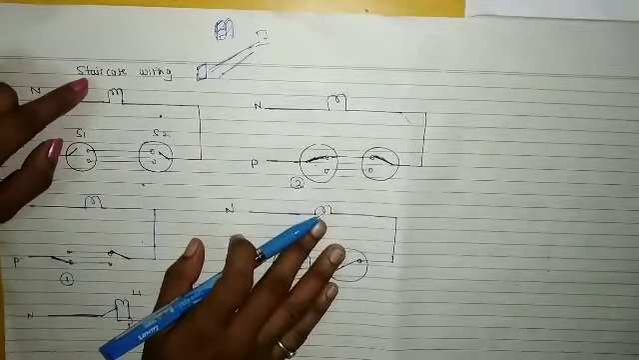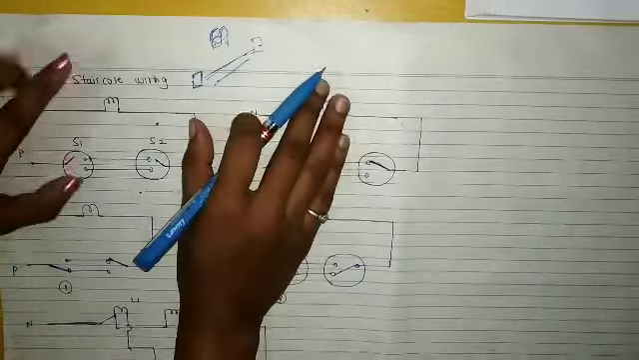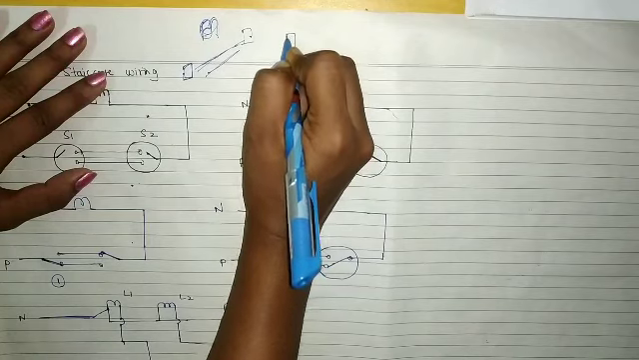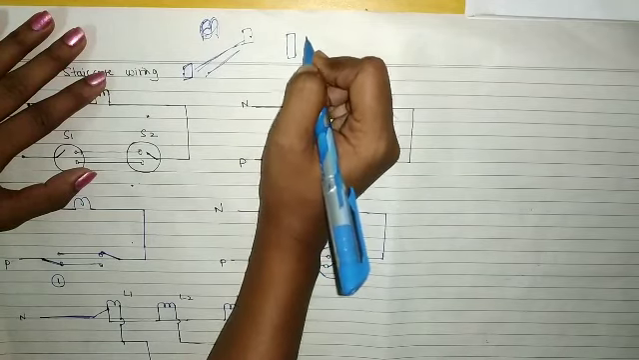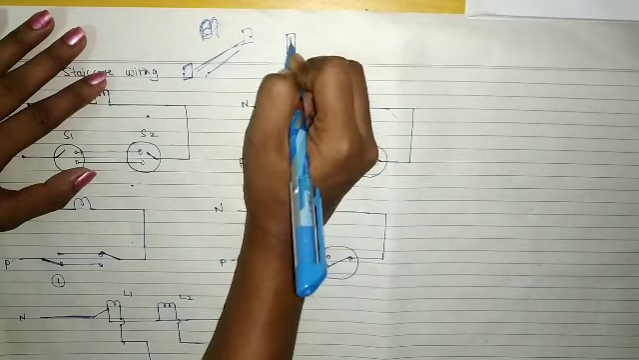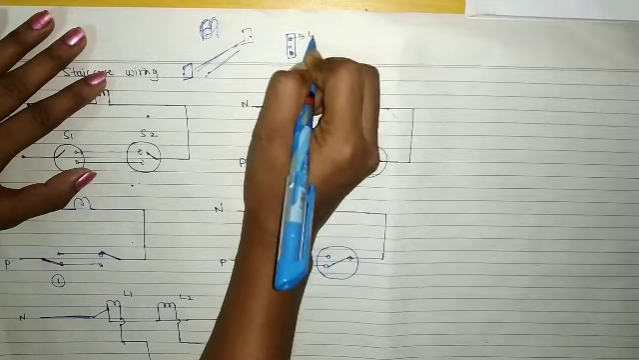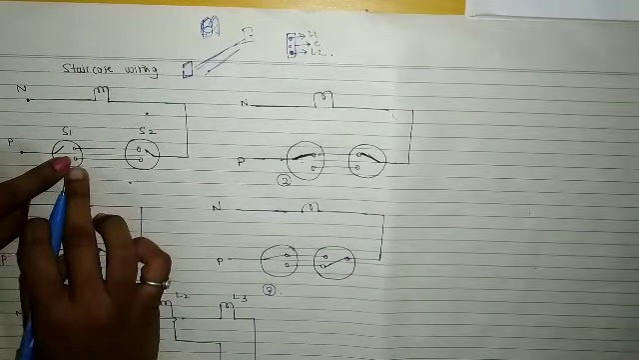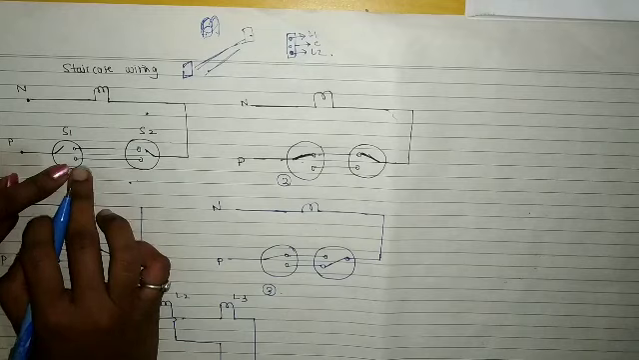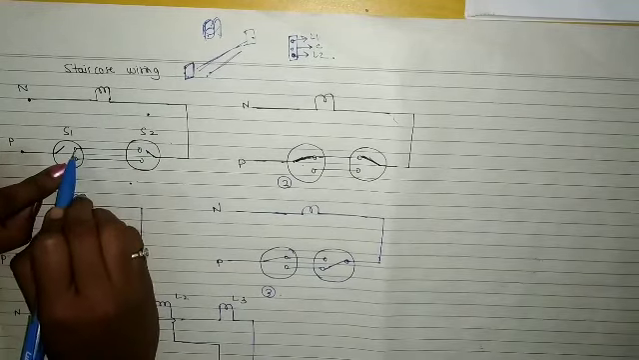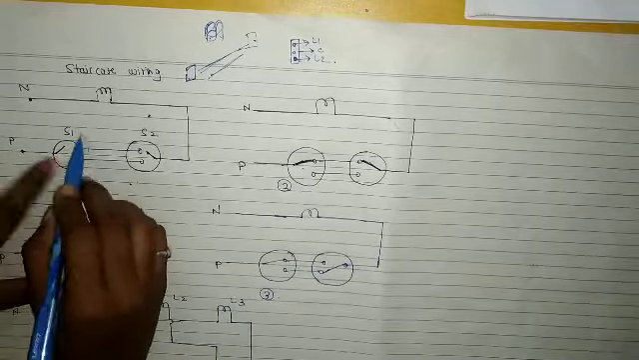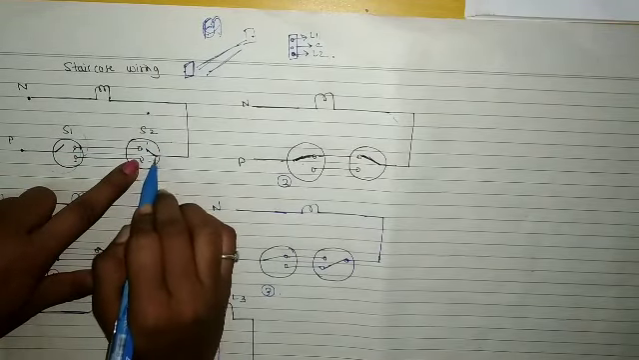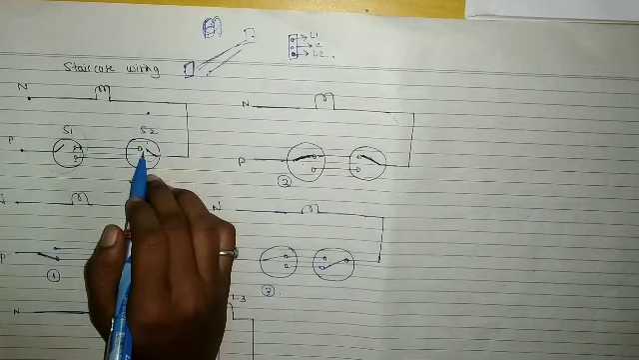So I have shown you, if you remember, the two-way switch. I have shown you the two-way switch. It has 3 points. Okay, so this is L1, this is common, and this is L2. So similarly I have shown here, this is L1, this is L2, and this is the common of this single switch, and this is L1, this is L2, and this is the common of this switch.